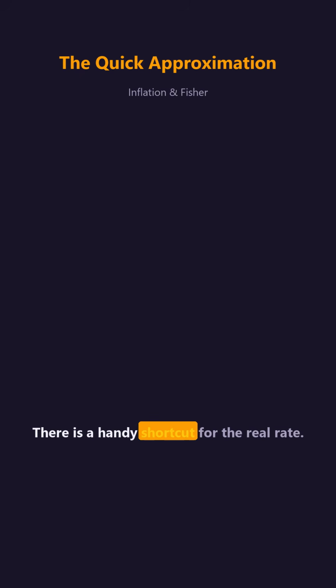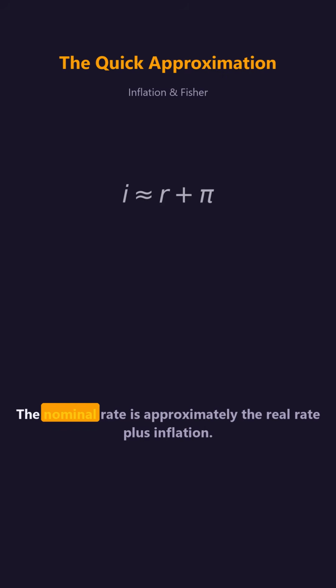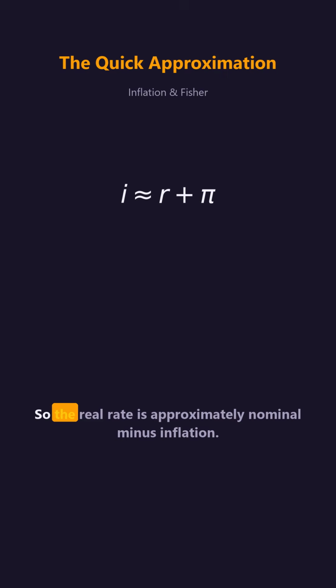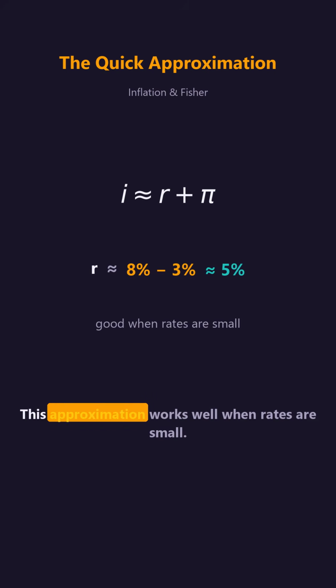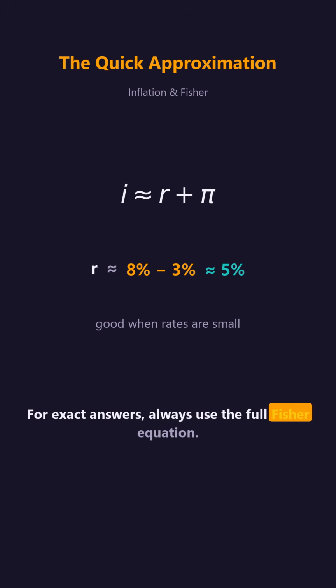There is a handy shortcut for the real rate. The nominal rate is approximately the real rate plus inflation. So the real rate is approximately nominal minus inflation. 8% minus 3% gives about 5%. This approximation works well when rates are small. For exact answers, always use the full Fisher equation.